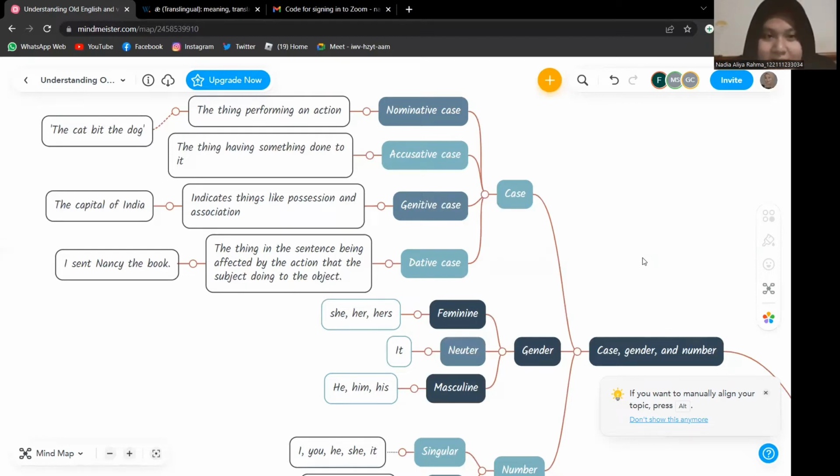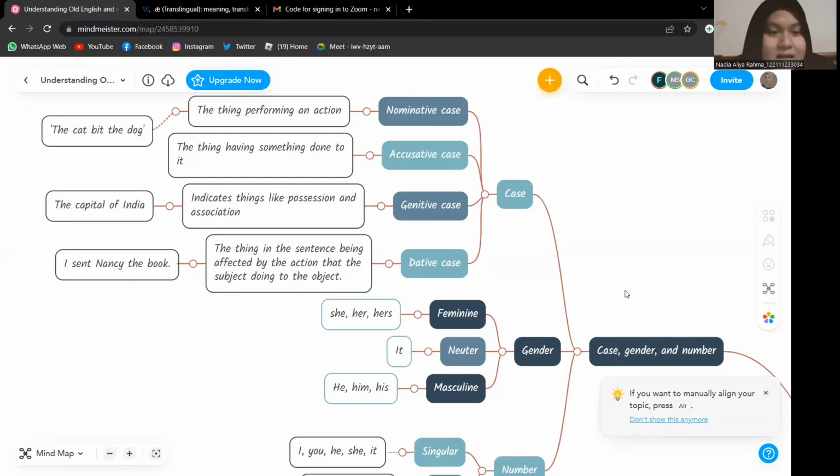Meanwhile, the dative case typically indicates the indirect object in a sentence. So in the sentence, I sent Nancy the book. I is the subject because I'm doing the action. The book is the object because it's having the action of being sent. And Nancy is the indirect object because she's affected by me sending the book.